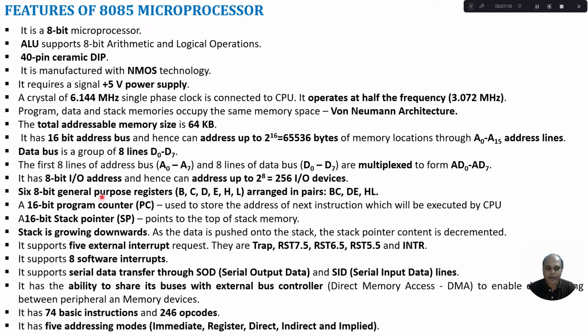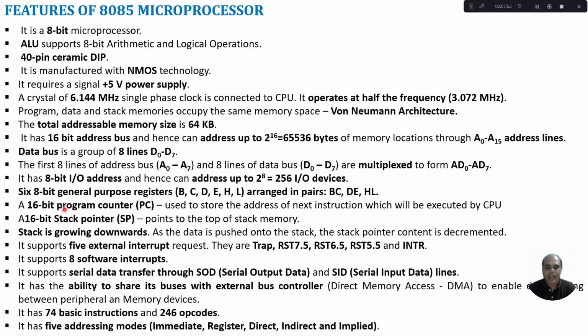The microprocessor also contains a 16-bit program counter. The program counter is a register which holds the address of the next instruction to be executed by the CPU. So it points to the next instruction which needs to be executed. It is a 16-bit program counter because our address space of memory is 16 bits. That is why the program counter is also designed to be 16 bits.